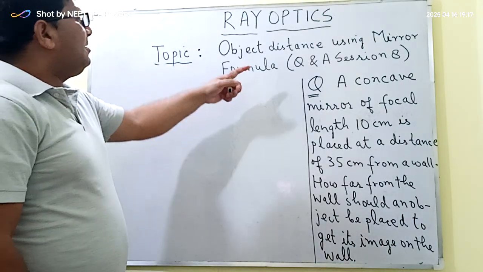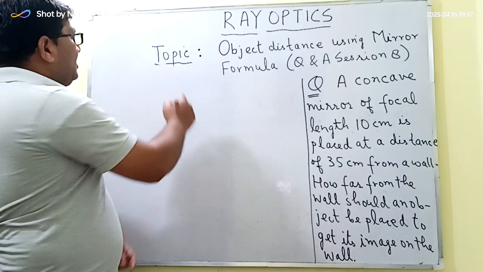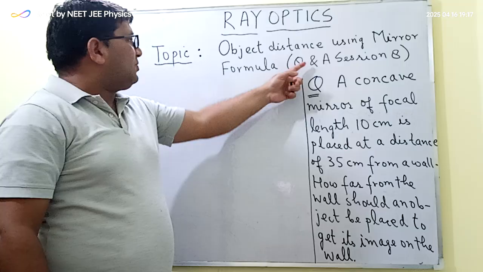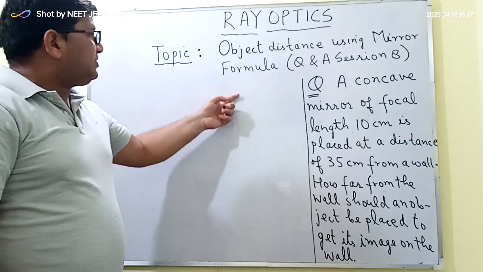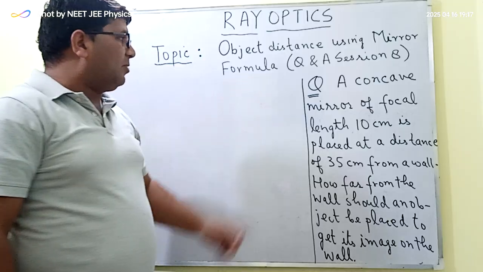Good evening everyone and welcome to the Q&A session 8 from the chapter of ray optics. The topic is the calculation of the object distance by using the mirror formula. So this session is in continuation of session number 7 in which we have derived the mirror formula.